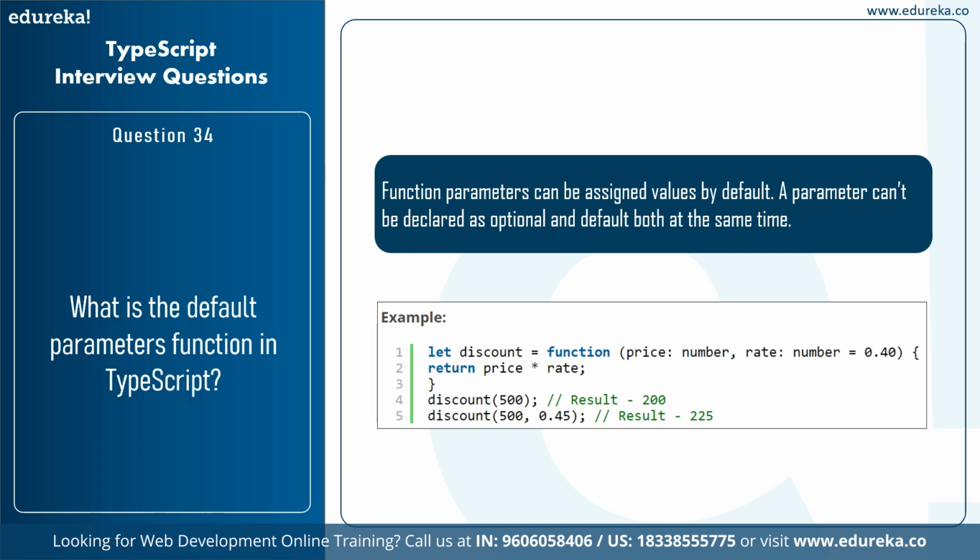Now if we pass the value in the discount rate parameter, it will use this. Otherwise, it will use the default value as 0.40. So in the first one, we have not specified anything, so it will take the rate as 0.40, which will give the result as 200. But in the next one, we have specified it to be 0.45, which will give the result as 225.